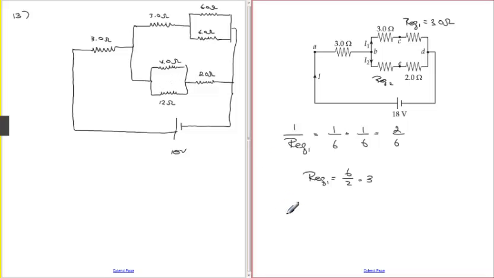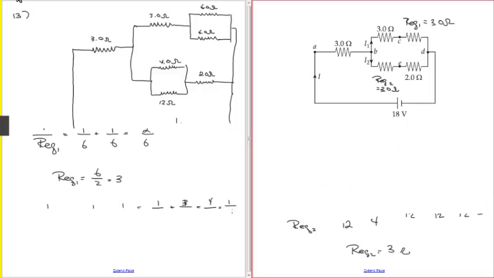Likewise, we can do the same thing here. For the equivalent resistance 2, 1 over equivalent resistance 2 is going to be 1 over 12 plus 1 over 4. Then we find a common denominator, which gives 1 twelfth plus 3 twelfths. That gives us 4 twelfths, which is 1 third. Therefore we can take the reciprocal of that, and we find out that it's 3 ohms. So this one is also 3 ohms. That's the first thing we do.